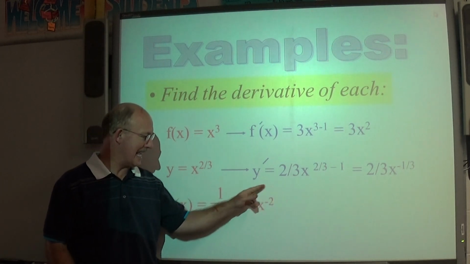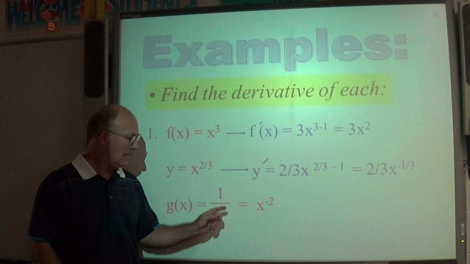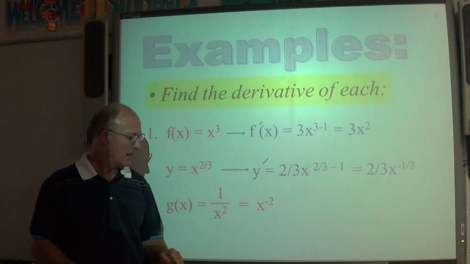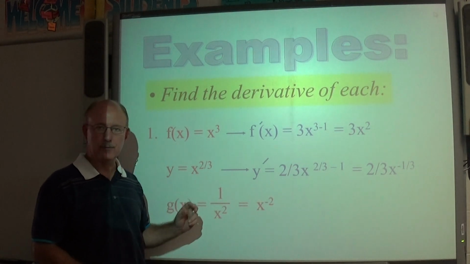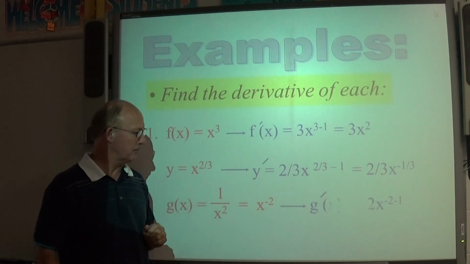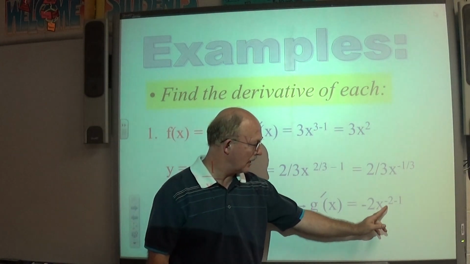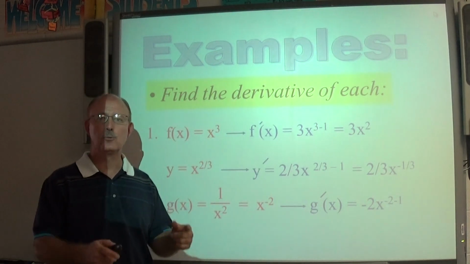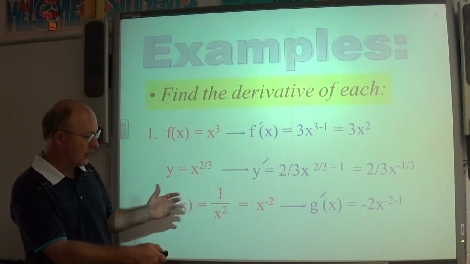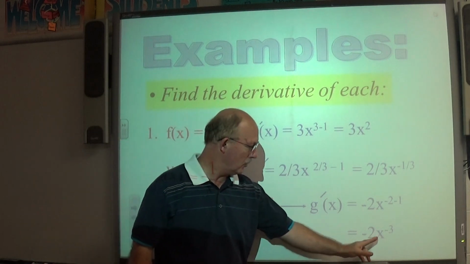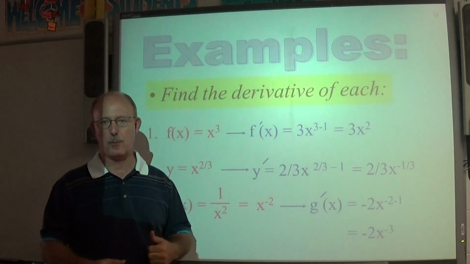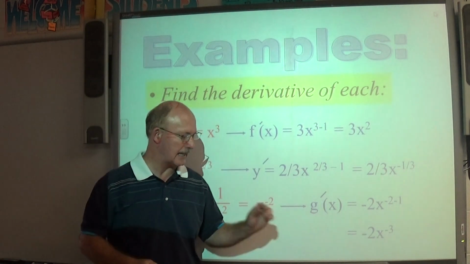Now, once we've written it in exponential form, let's use our general power rule on it. The negative 2 comes down front as a factor, and then you subtract 1 from your exponent. So the derivative g prime of x is equal to negative 2 times x to the negative 2 minus 1 power. So the derivative is negative 2x to the negative 3 power.